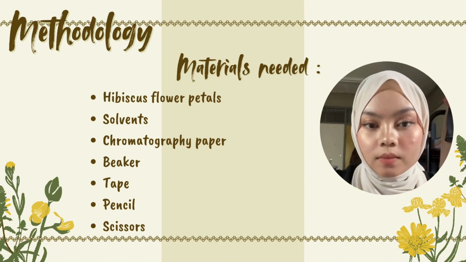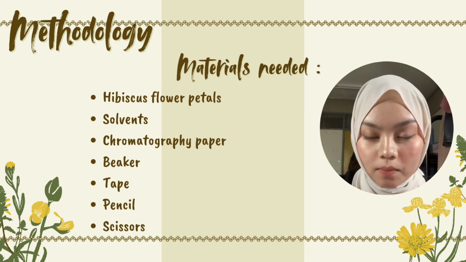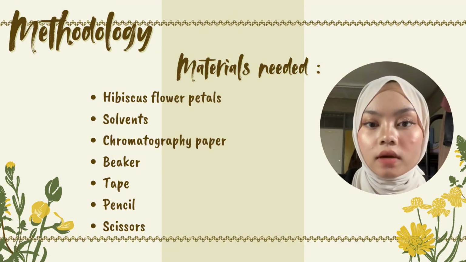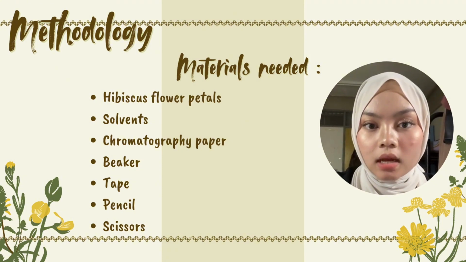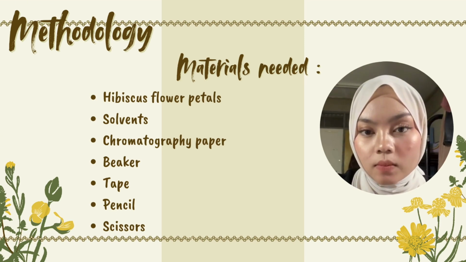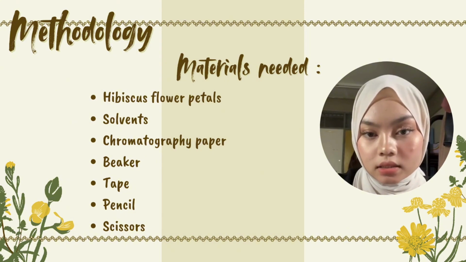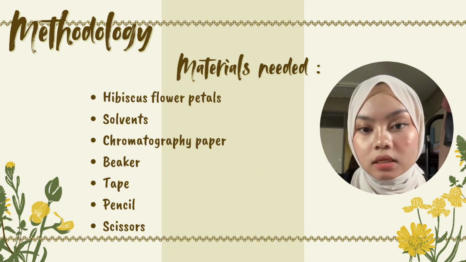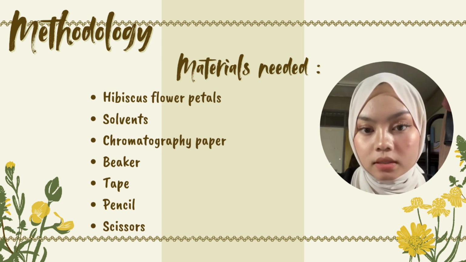This slide shows the materials used in our experiments. Hibiscus flower petals were used as the source of pigments. Solvent was used to extract and separate the pigments. Chromatography paper was used for pigment separation. A beaker was used to hold the solvents, while tape and a pencil were used to prepare and label the paper. Scissors were used to cut the petals and the chromatography papers.